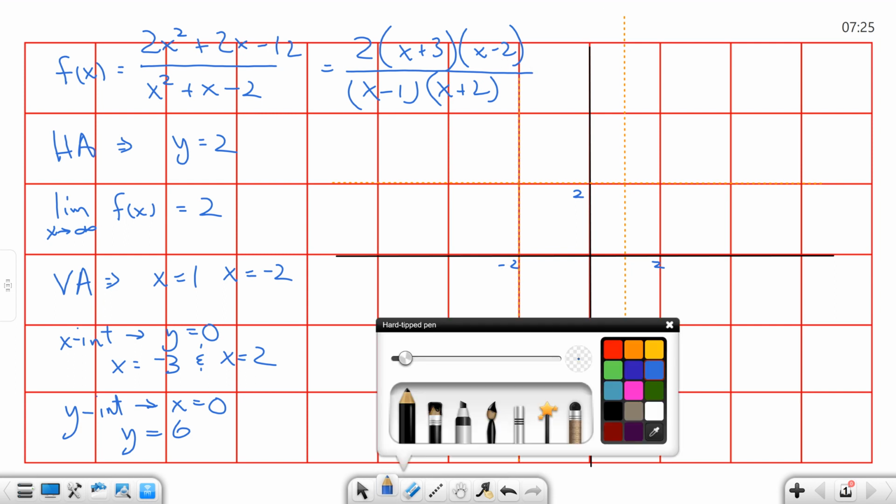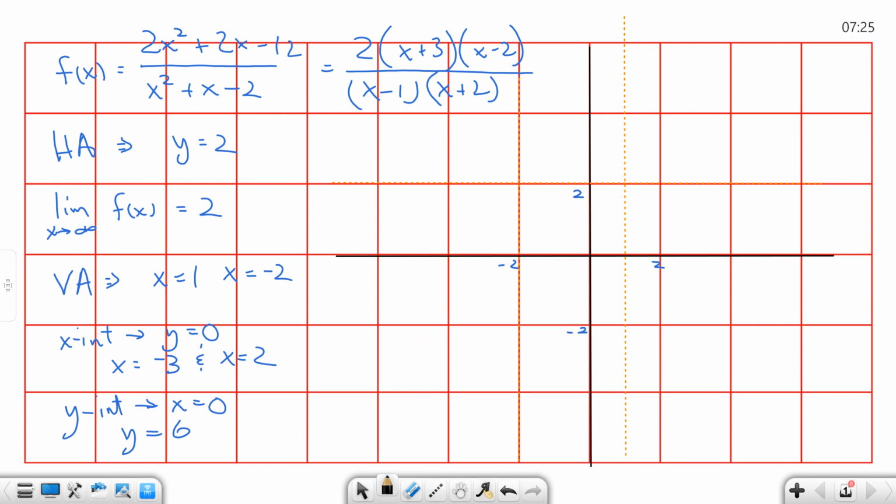Okay. And then, what else do we know? So other information, we have x-intercepts at negative 3. Going to cross there, and at 2, and a y-intercept at 6, which would put it all the way up 2, 4, 6, up here somewhere. Okay, so now we need to figure out, and technically speaking, we should have arrowheads on these.